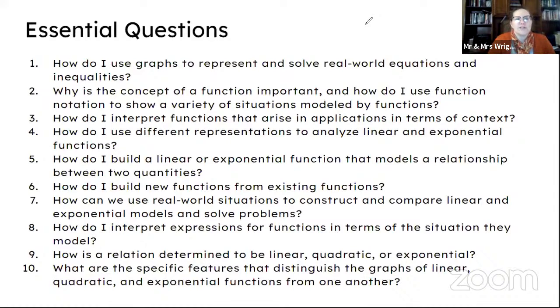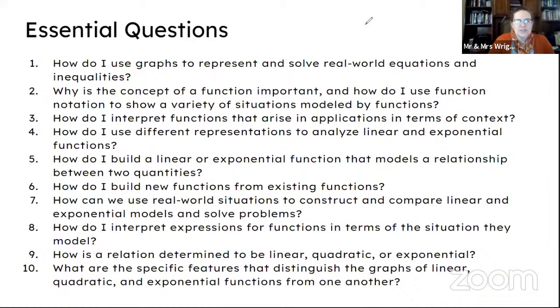How do I interpret functions that arise in applications in terms of context? How do I use different representations to analyze linear and exponential functions? How do I build a linear or exponential function that models a relationship between 2 quantities? How do I build new functions from existing functions? How can we use real-world situations to construct and compare linear and exponential models and solve problems? How do I interpret expressions for functions in terms of the situation they model?